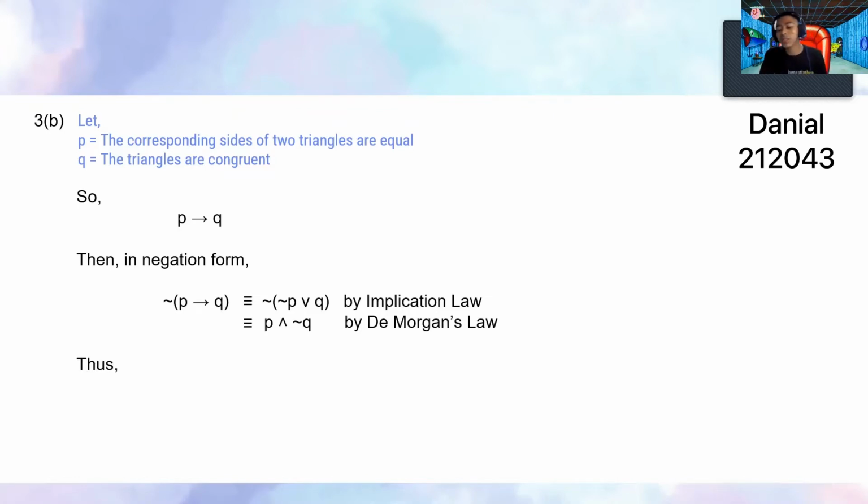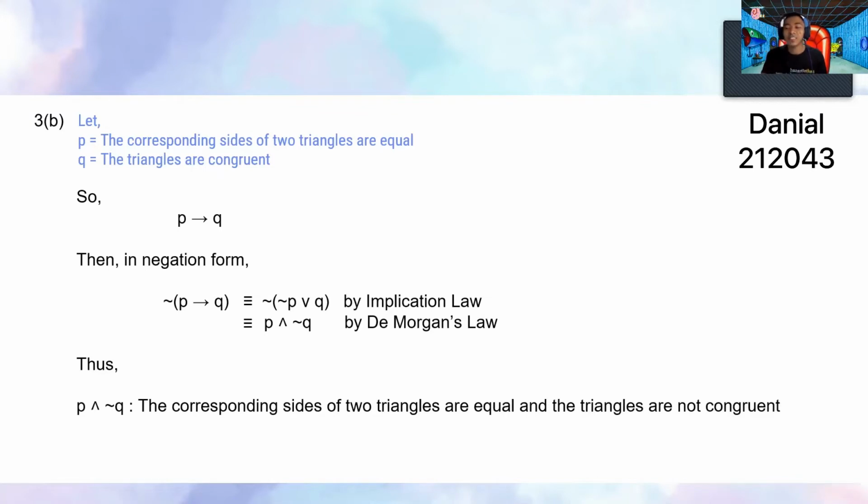And the next thing we just need to write in English sentences. And the answer is the corresponding sides of two triangles are equal and the triangles are not congruent. That's what is meant by P and negation Q.